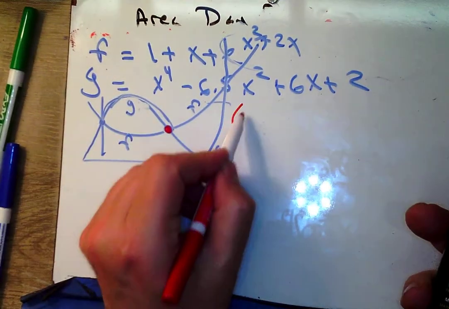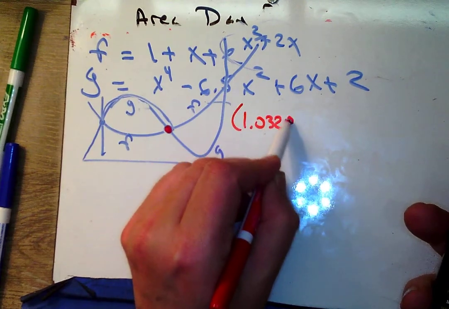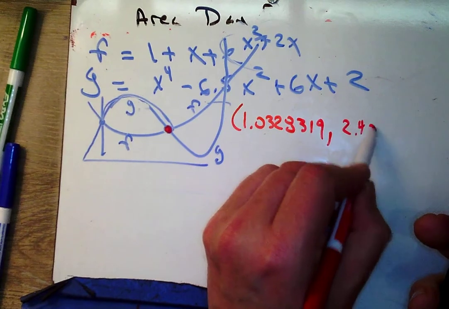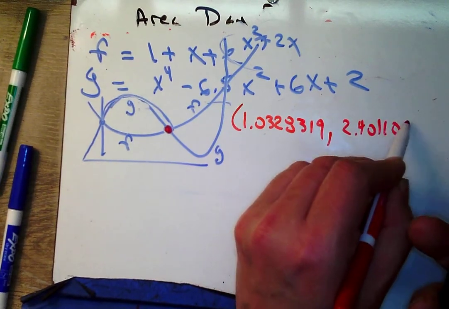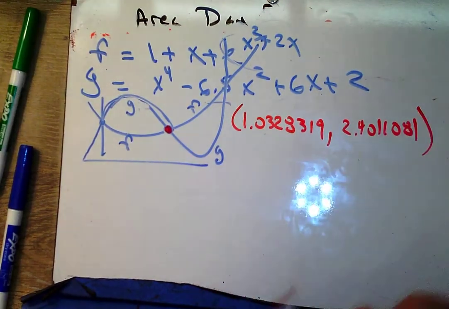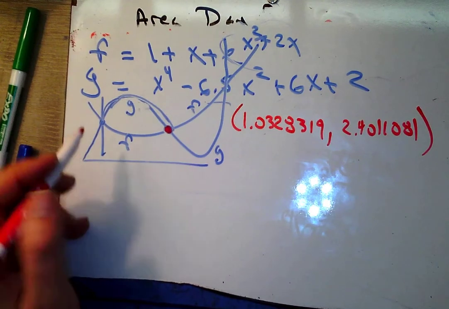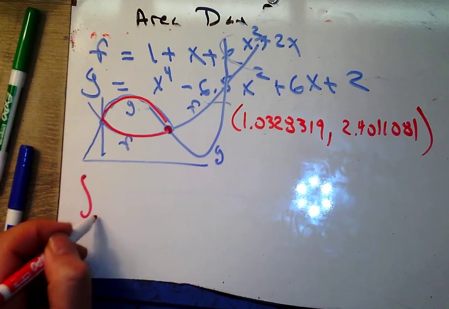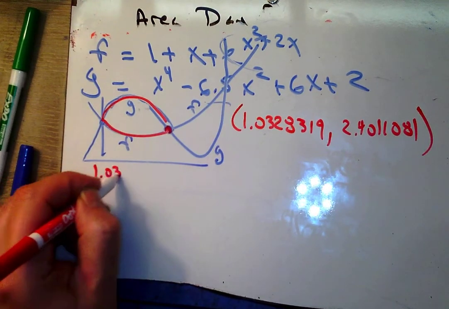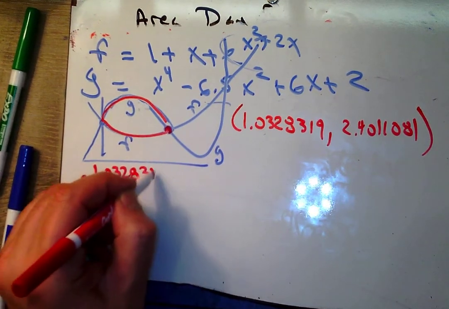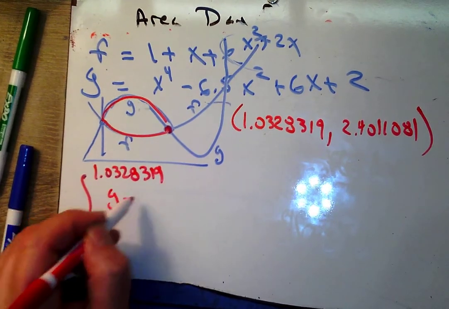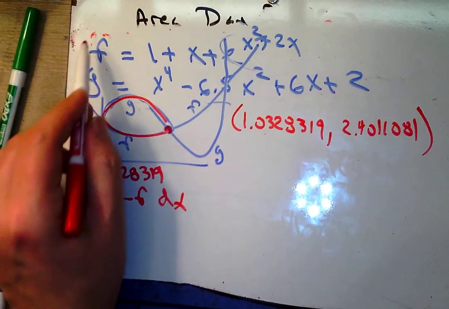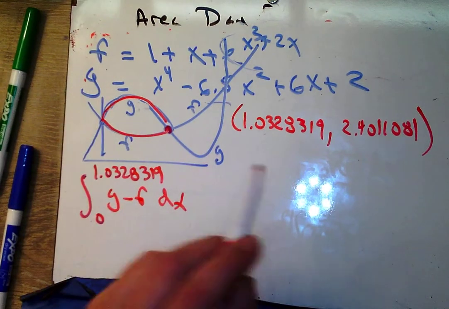This point is 1.0328319, comma 2.4011081. All right. So I guess I would do one integral with g minus f from 0 to 1.0328319 of g minus f. And I can do that because they've defined g and f for me.